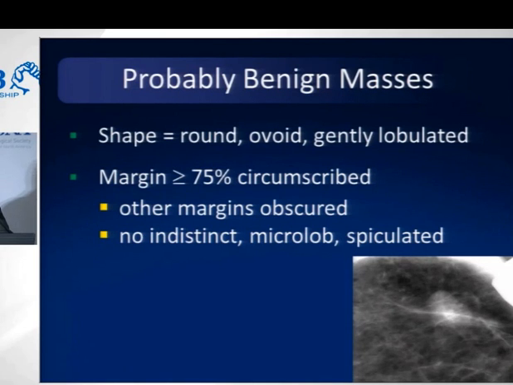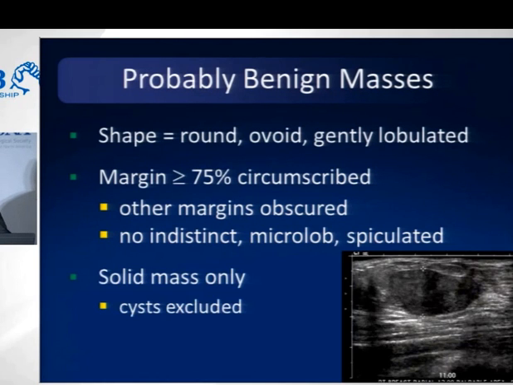So here's a case that at first glance looks like a typical probably benign lesion. It looks oval, and at first glance it looks circumscribed. And certainly maybe half of the margins are circumscribed. But if you look closely, you can see that the rest of the margins are actually indistinct. And so no surprise that this turns out to be an invasive ductal carcinoma.